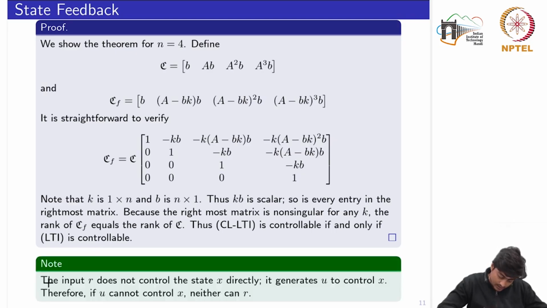Okay, so this recalls the same thing we have discussed previously, that the input R does not control the state X directly. Okay, but it generates U to control X. Therefore, if U cannot control X, neither can R. Right? So this is another way of visualizing that important result.